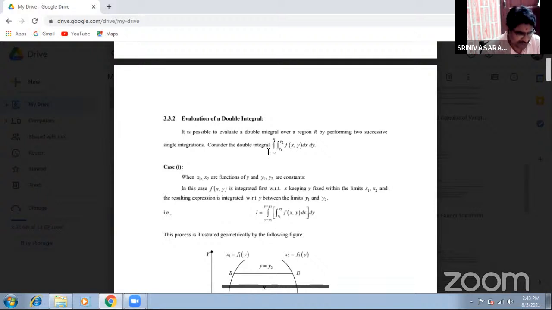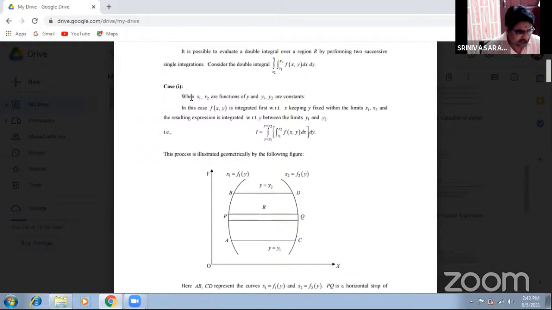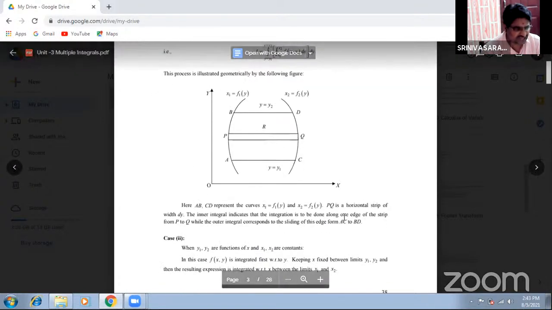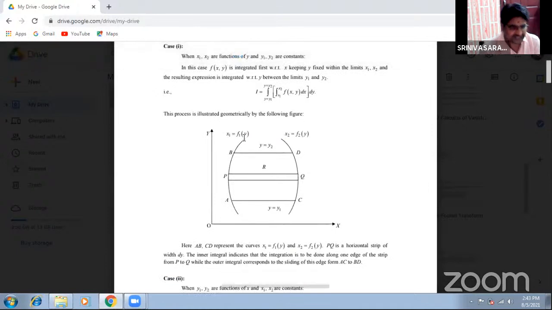So x varies from x1 to x2 and y varies from y1 to y2. Now observe this case one. This is the graphical representation. There are two functions of y, so x equals f of y. We take the two values x1 and x2, where x1 equals f1 of y and x2 equals f2 of y.